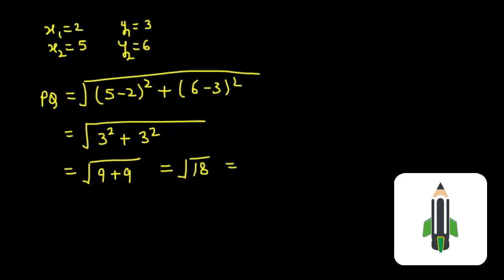root 18 can be written as root 9 into 2. Now the value of root 9 is 3 and root 2 is as it is. So 3 root 2 unit is the answer.